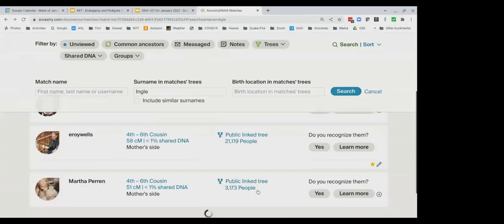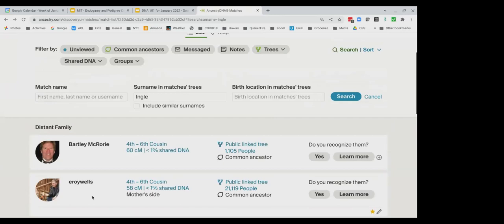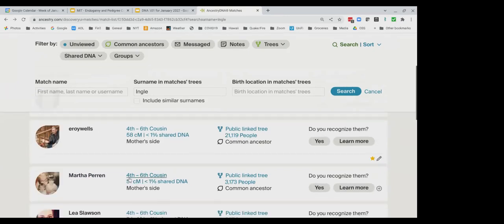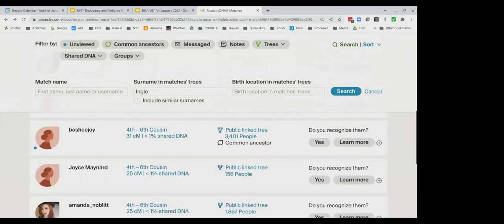Okay, and now I get a bunch of people. There's Martha. And I will tell you, because I've done it, Roy Wells comes out of that same heritage. So this is a cheap way for me to suddenly find other people who may have the same.